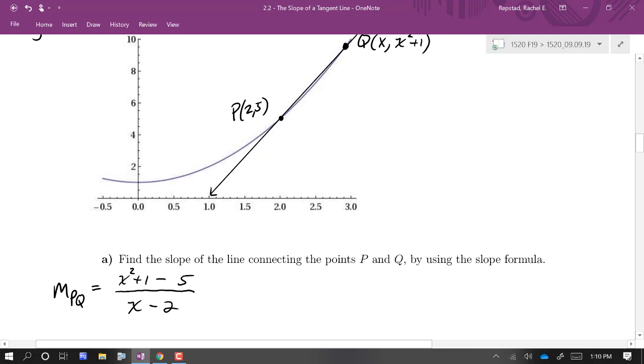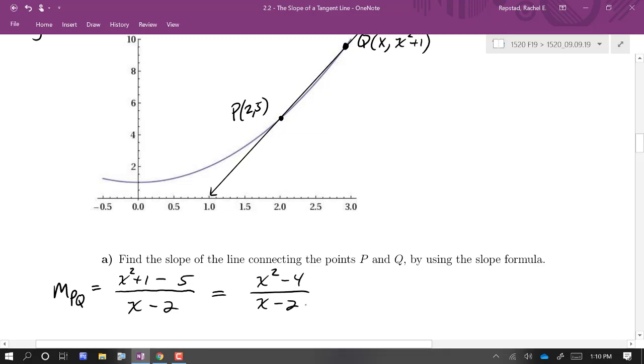We can simplify (x squared minus 4) over (x minus 2). So now, no matter which point Q I fix, I can pick any particular x coordinate, plug it into that expression, and I'll know what the slope of the secant line is. Still, that would just give me an approximation of the slope of the tangent line.